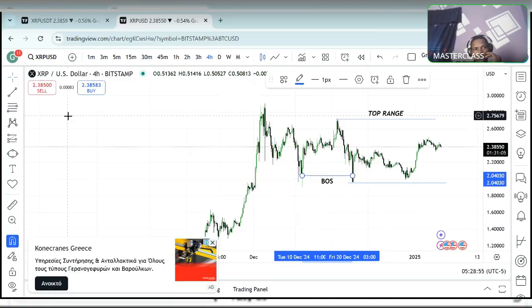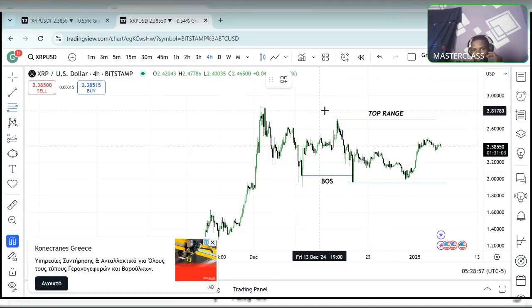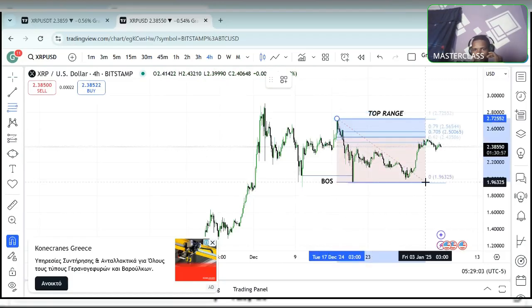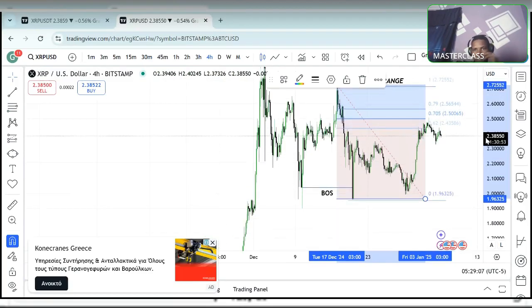You measure from your top range to your down range, anything in premium, which is above 50% of your Fibonacci retracement zone. And if you watch, the market already reacted from 618 of the Fibonacci retracement zone. What are the things that are interesting about the 618 of the Fibonacci retracement zone?